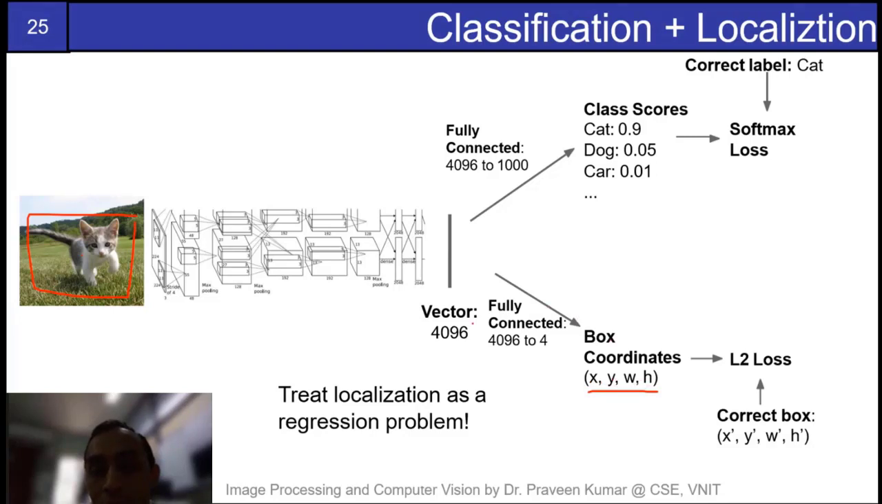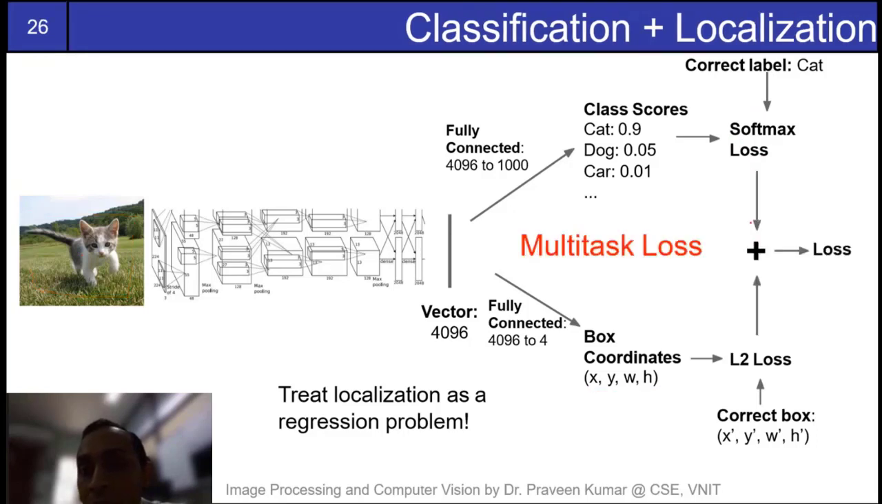So we'll treat this localization problem as a regression problem. We'll cast it as a regression problem. The loss function for this will be the L2 loss, which is a Euclidean distance loss, or we can take an L1 loss, which is simply an absolute difference loss. In the ground truth we'll have the correct bounding box label values, and our network will predict some values, and we'll find the L2 loss from the ground truth. For the classification we use the softmax loss.